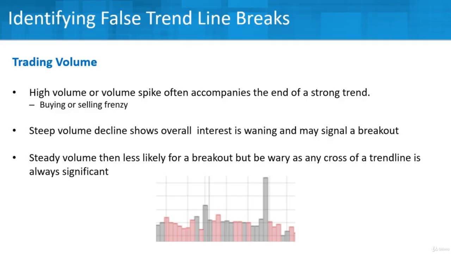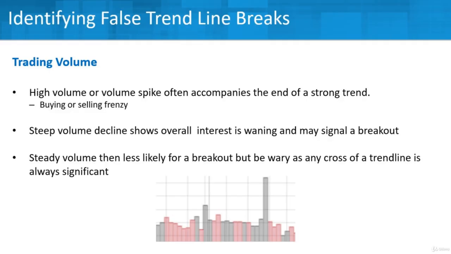So if there's a high volume or a volume spike, that often accompanies the end of a strong trend, whether it's a strong uptrend or a strong downtrend. There's a buying and selling frenzy that's breaking through that trend line, and associated with that, looking at the bottom of your chart where you've got your vertical bars showing volume, how many transactions are happening. When you see a spike in that and it's breaking through a trend line that you've drawn, that's a pretty strong indicator that the trend is over.